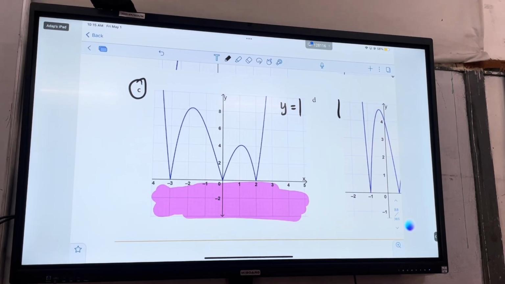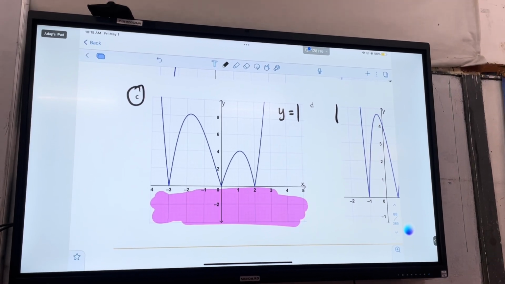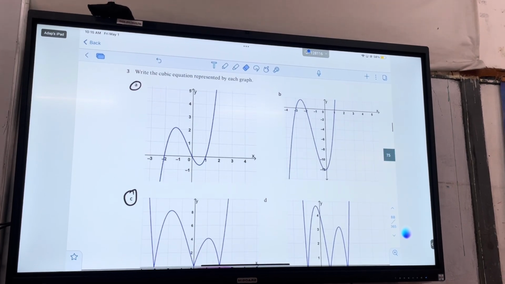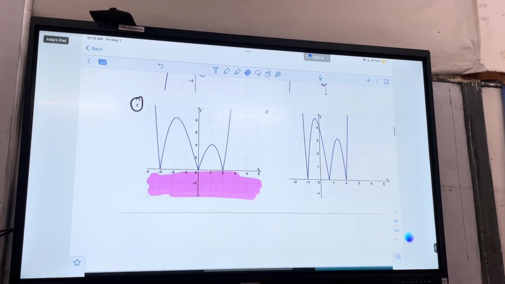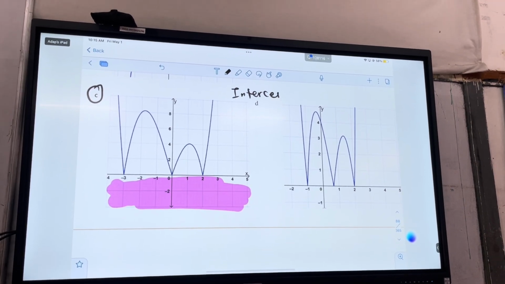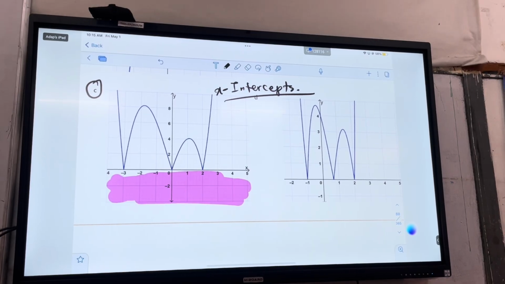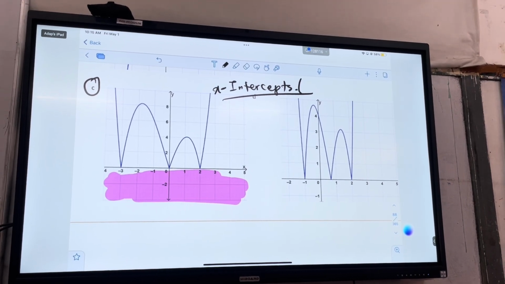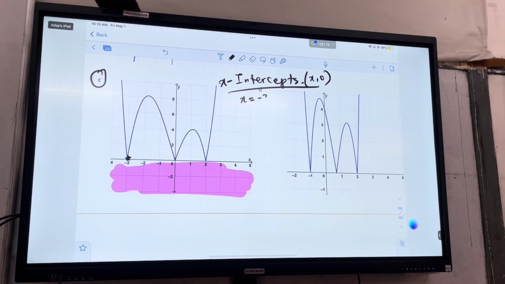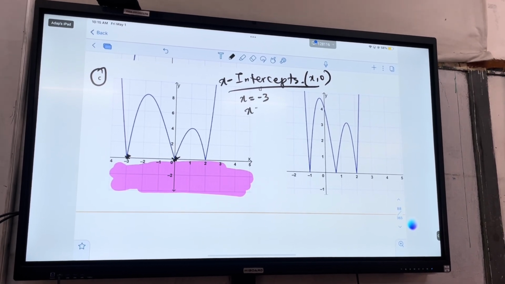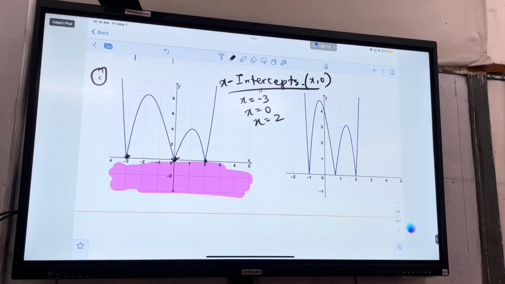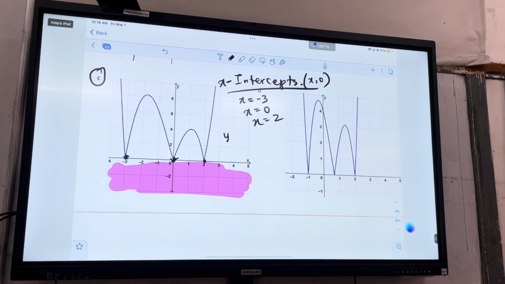So now, is there anything different that you need to do? No, you don't have to do anything different when it comes to finding the equation. As you did in the above questions A and B, you do the same thing. Which means you just have to find the intercepts. X intercepts. Okay, so your X intercept is (x, 0). It's intercepting here, so your X is negative 3. It's intercepting here, so X is 0. And finally it's intercepting here, which is X equals 2.